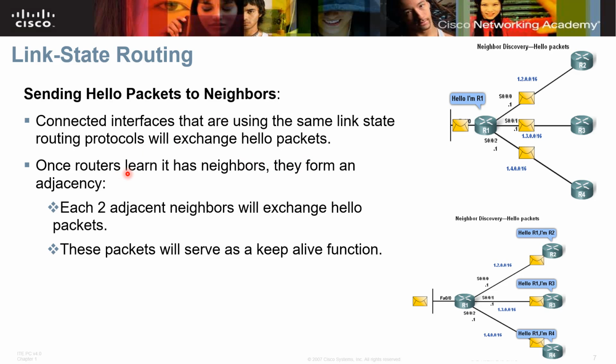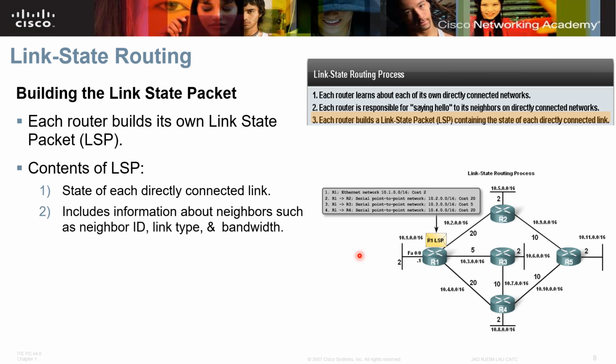And once routers learn their neighbors, they form adjacency. So each two adjacent neighbors will exchange hello packets, and this packet will serve as a keep alive function. So we exchange this packet to make sure that my neighbors are still alive. Okay. This is at the beginning, as the initialization, and during the running of the network, to make sure that my neighbors are still alive. That is the first step: exchanging hello packets.